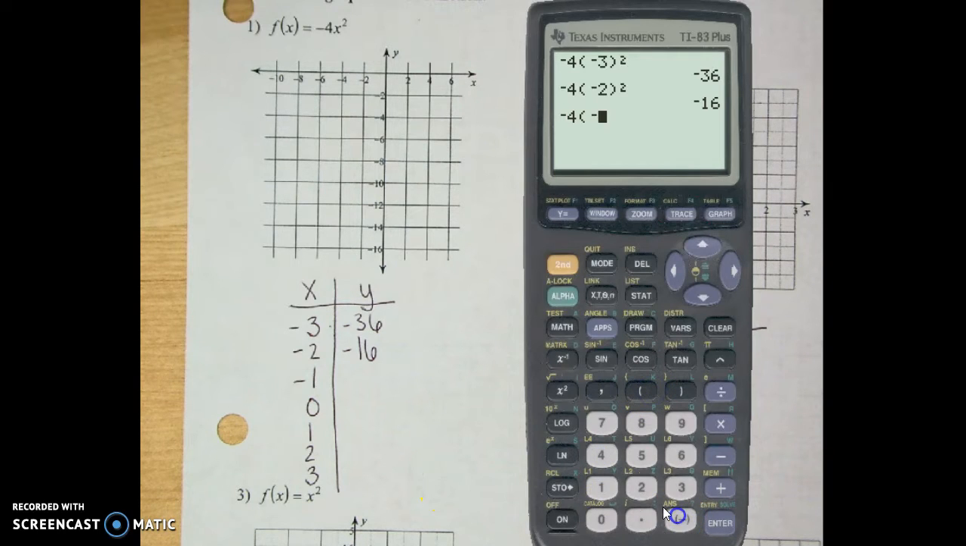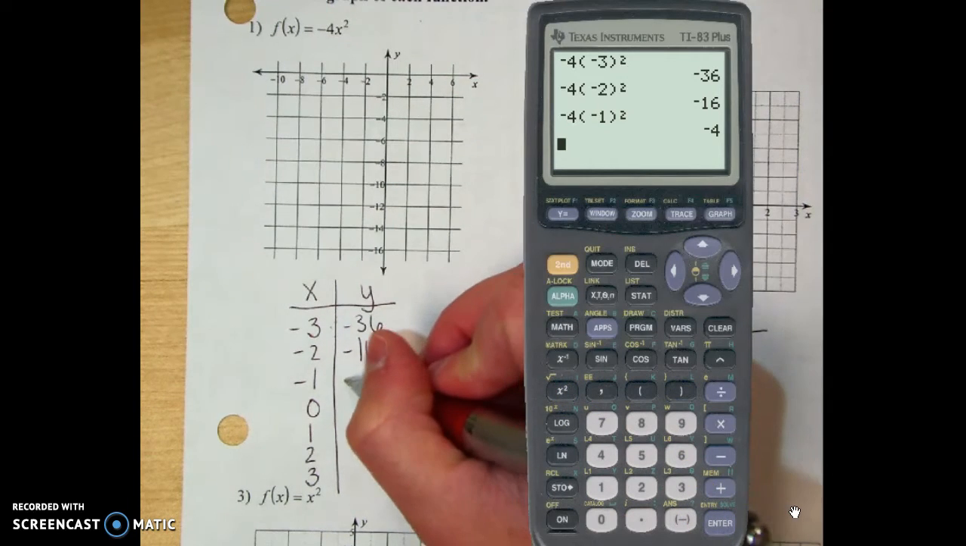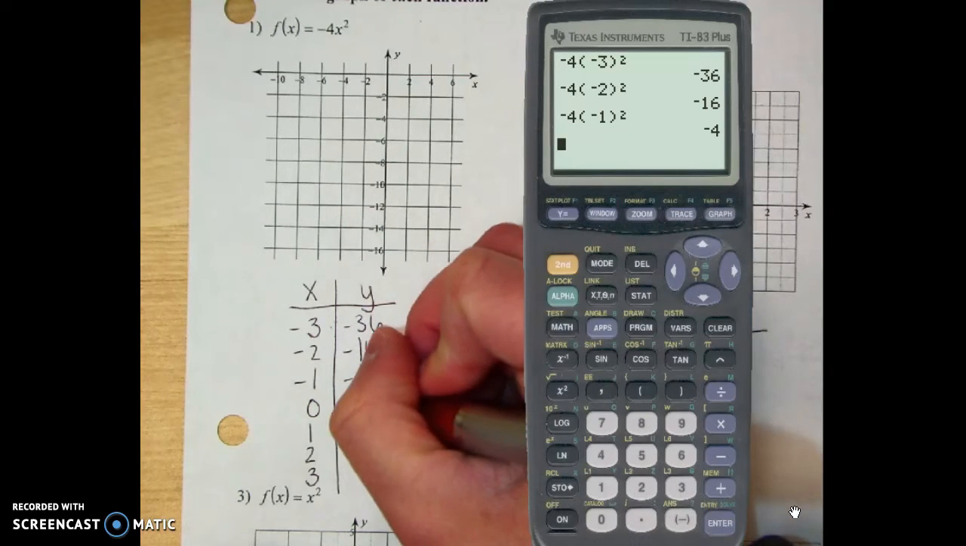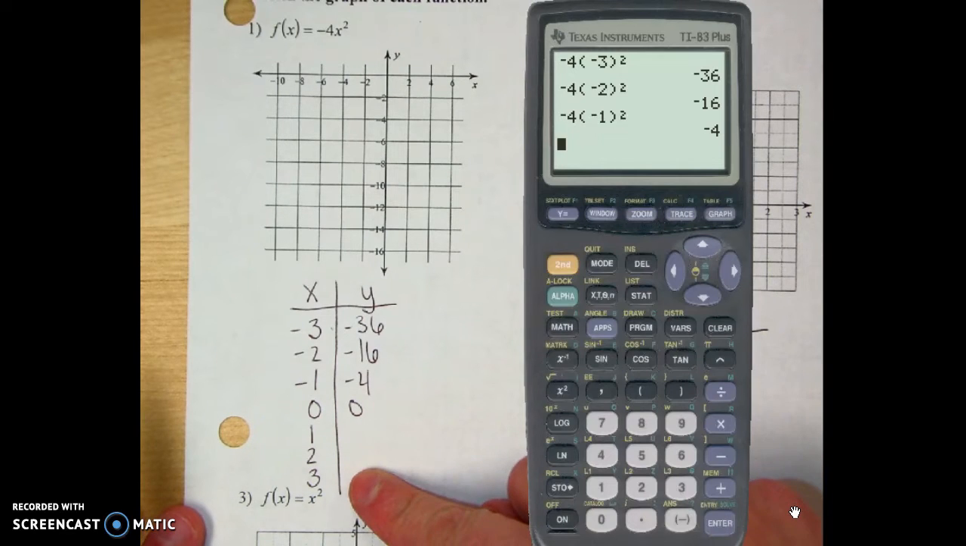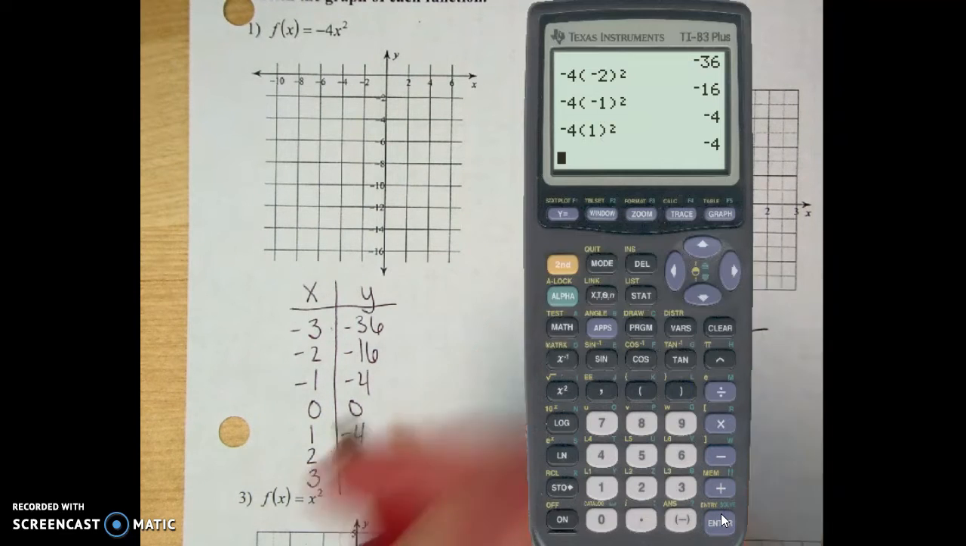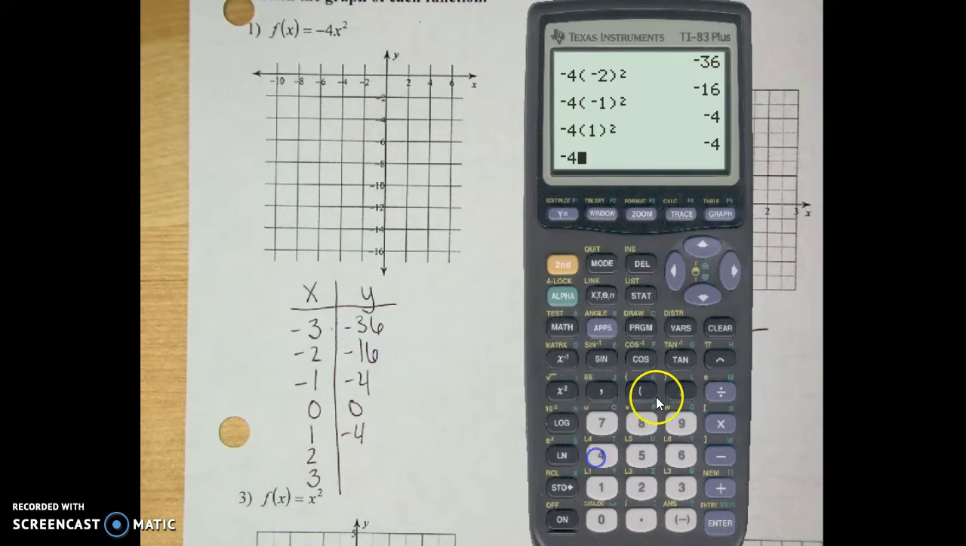-4, and then -1 squared is -4. And 0, when I plug in 0, it's just going to be -4 times 0, so that's going to be 0. And these should be the same numbers here, but let's just double check. -4 times 1 squared, -4. -4 times 2 squared is -16, and I bet the next one's -36.